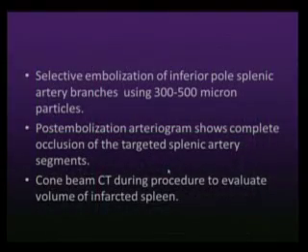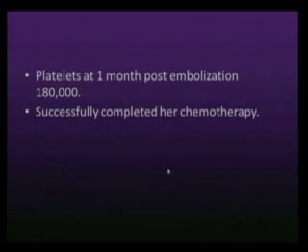Okay. So we selectively embolized the inferior pole splenic artery branches using 300 to 500 micron particles. It shows complete occlusion of the target splenic artery. Cone beam CT to evaluate the volume. Platelets at 1 month post-embolization were 180,000, and then she successfully cleared her chemotherapy. So if you raise the baseline from 100 to 180, they will fall again, but they will be okay for them to give the chemotherapy.